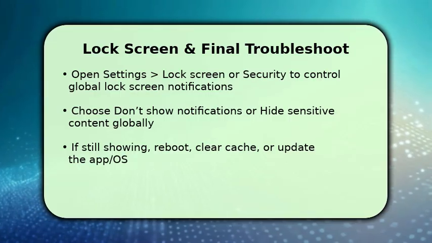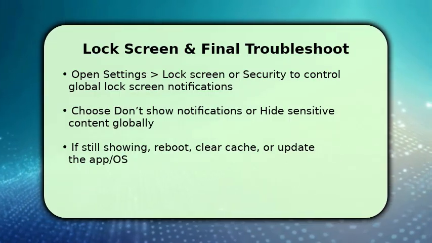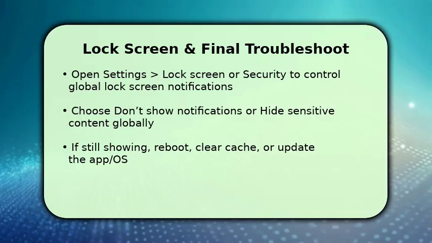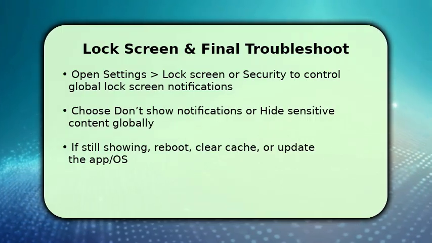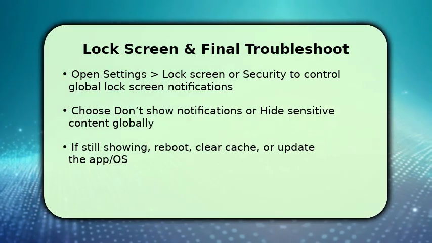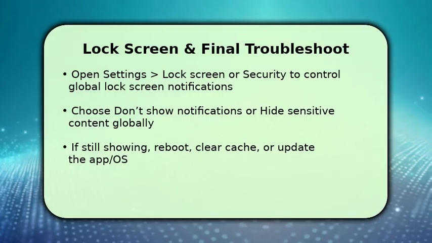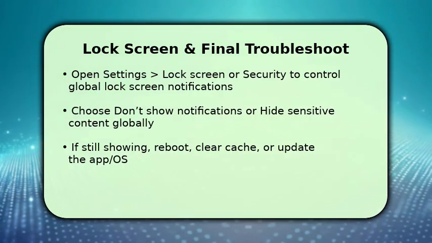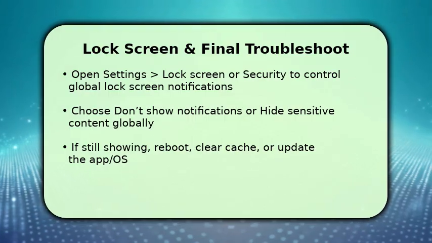If notifications persist, reboot the phone, clear the app cache, or update the app and Android system to remove bugs. If that fails, temporarily disable Smart Lock or Biometric Unlock. Those can expose notifications. Once resolved, re-enable them and verify the lock screen remains clean.